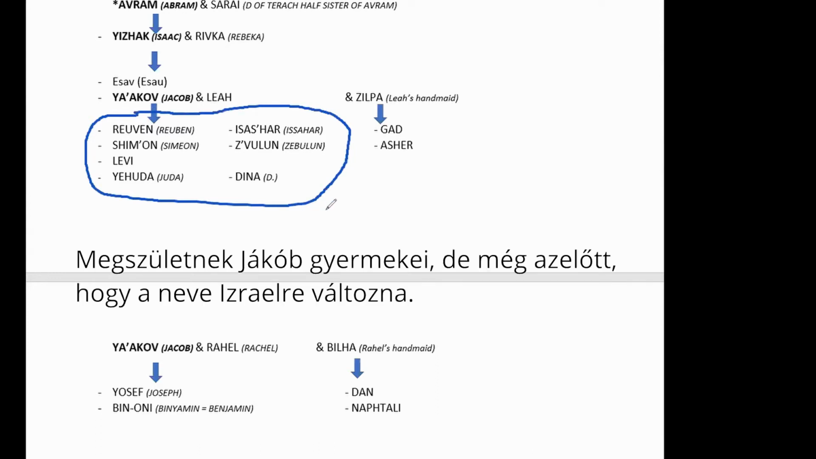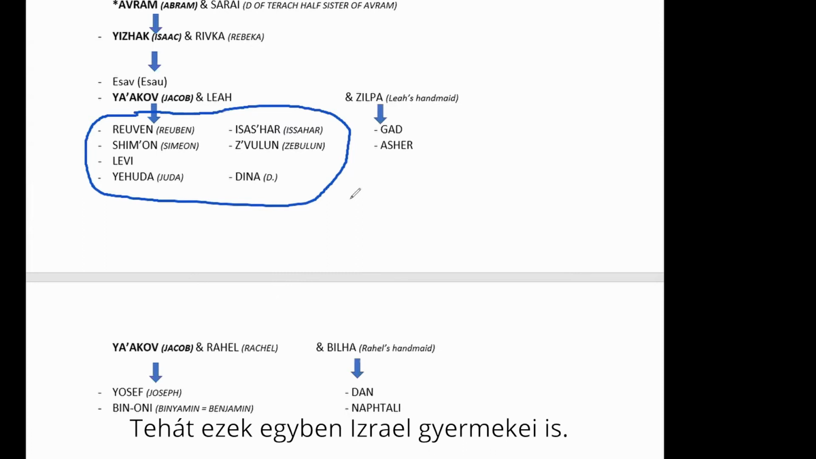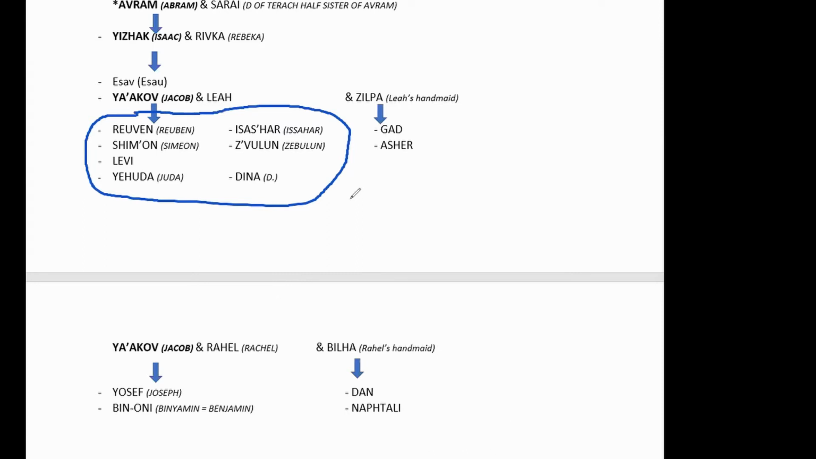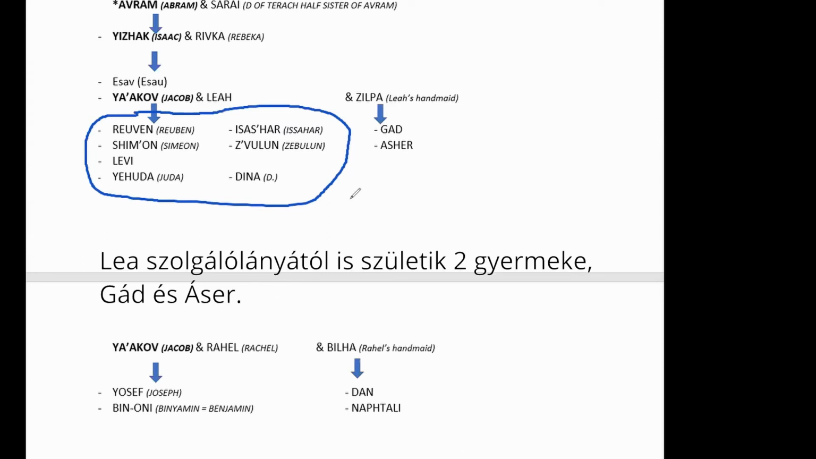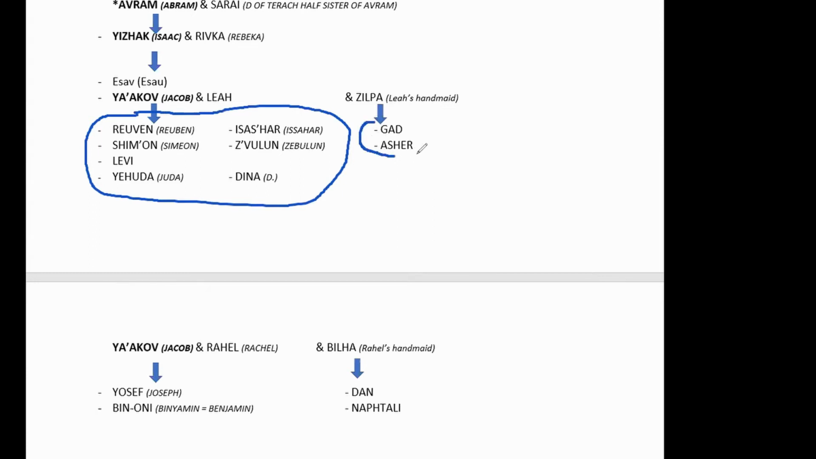We have the children of Jacob, but before that, of course, Jacob is going to change his name into Israel. So these are already the children of Israel. He's going to have Leah's handmaid give him 2 more children. These are Gad and Asher.